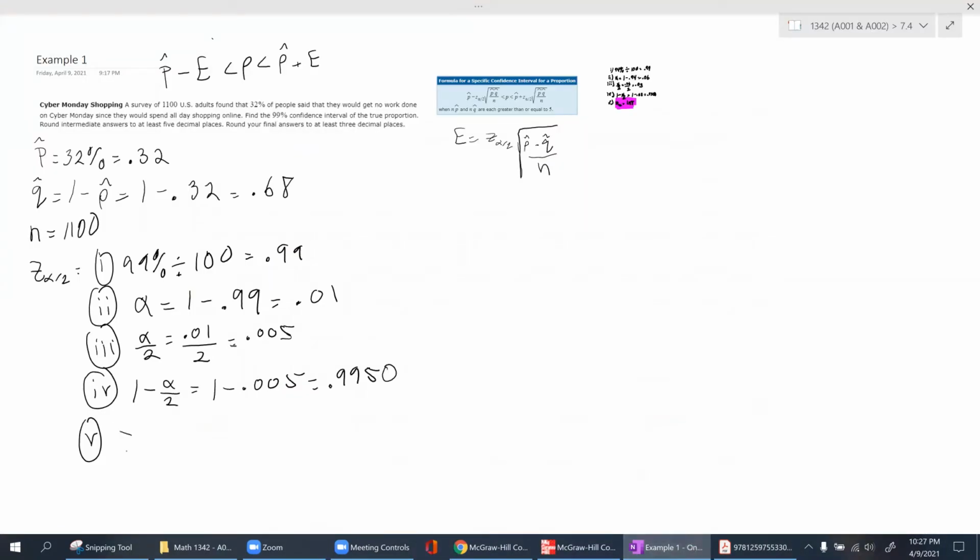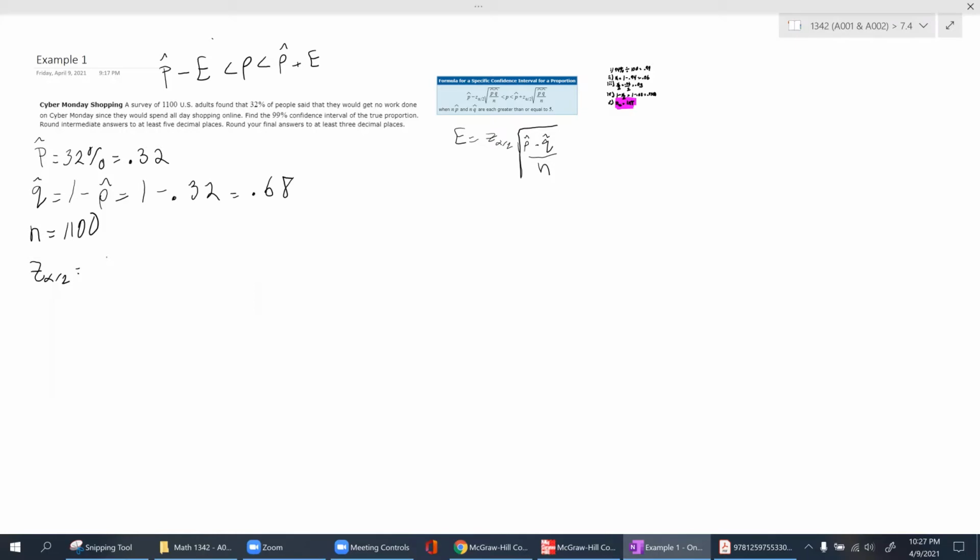So z, let's go ahead and get rid of that. All right, so 2.58. Whew. I got that out of the way. At this point I can go ahead and find my margin of error. This is z alpha over 2. This is the formula here, which is going to be 2.58 times the square root of p.